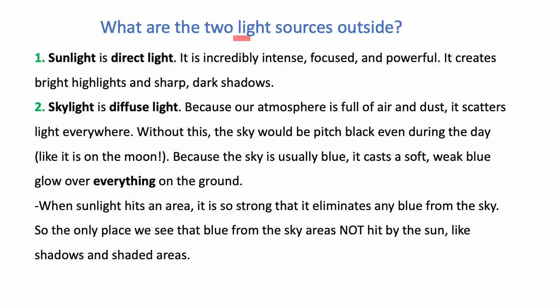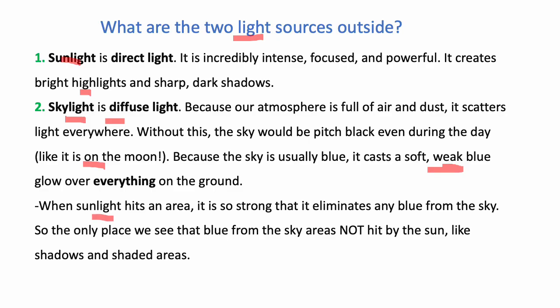There are two main light sources outside. There's the sunlight, which is direct light, and it's very intense and focused and gives us bright highlights and sharp, dark shadows. And then there is skylight, which is diffuse light. And because our atmosphere is full of air, it scatters light everywhere. And if we didn't have that blue skylight, well, the sky would be black like it is on the moon. Because our sky is usually blue, it casts a soft, weak blue shadow, or blue glow on everything.